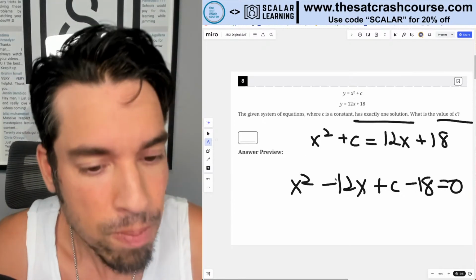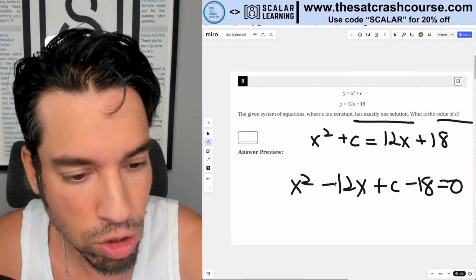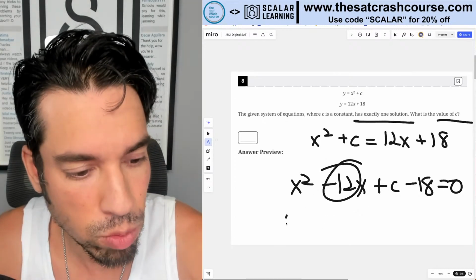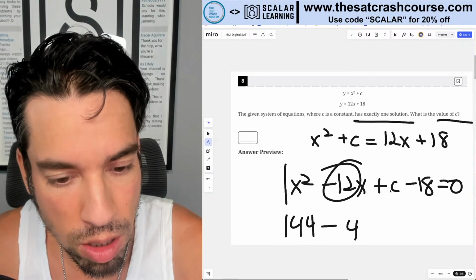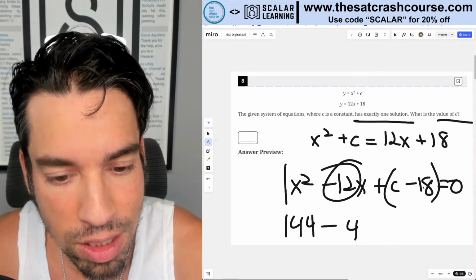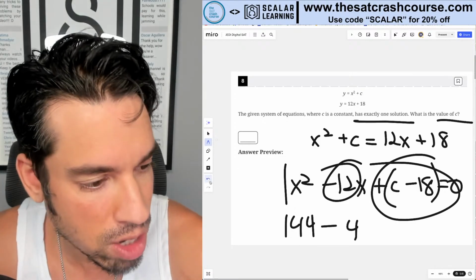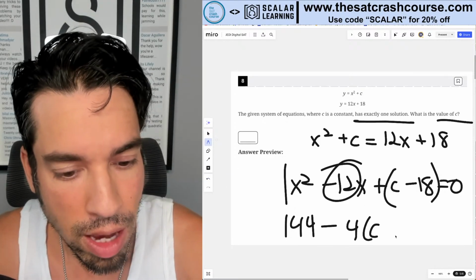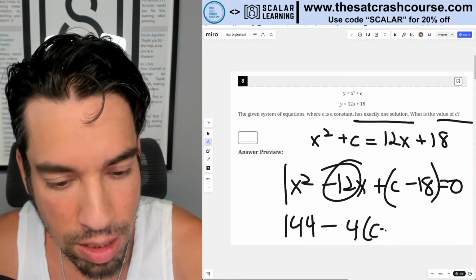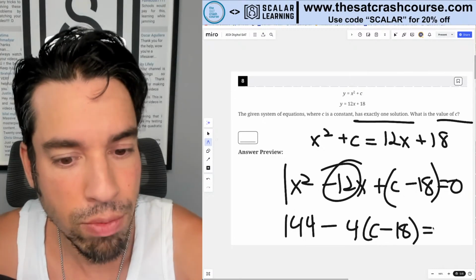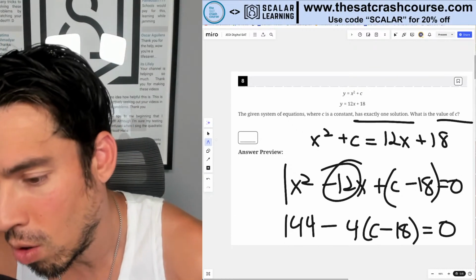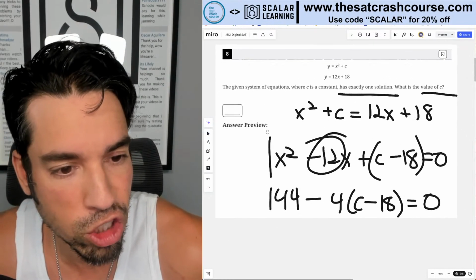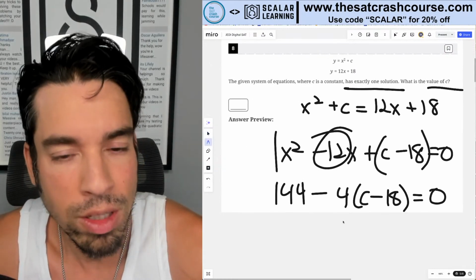Discriminant, okay? So we're going to go straight to the discriminant, which is b squared, which is 144, minus 4a, which is an invisible 1. And my c is not just c and not just negative 18. It's the entire constant. Minus 4a, which is 1, and then c, which is c minus 18. And if we have exactly one solution, that's when the discriminant equals 0. And Cole says it should equal 0. Let's go. Good job, Cole. Cole's killing it. Okay. So now we got a beautiful equation.